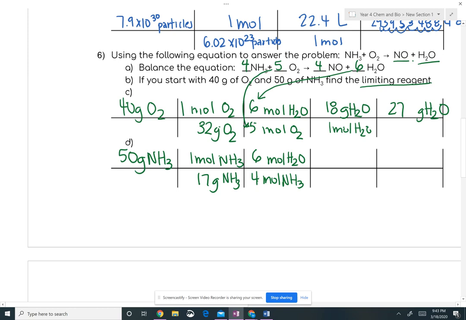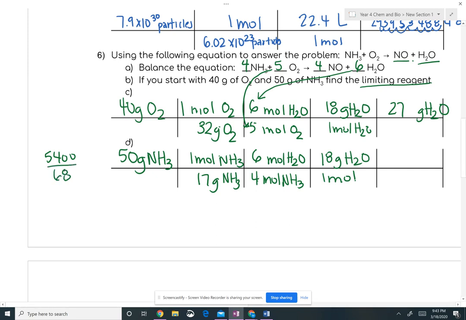And then after you do that, you're going to do the same thing. You're going to get grams of H2O. Right? So now you're going to multiply and divide across. So let's multiply and divide across. So 50 times 6 times 18, and that is 5400. And then 17 times 4, which is 68.